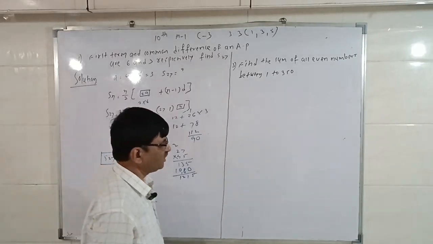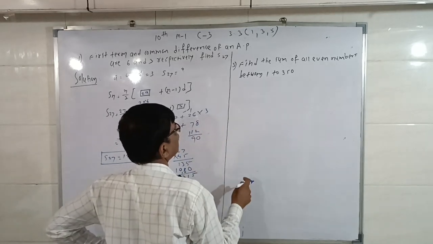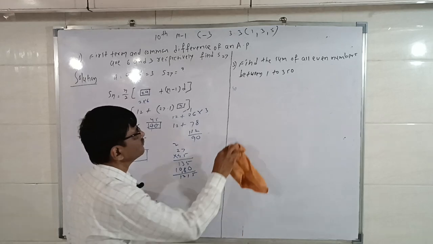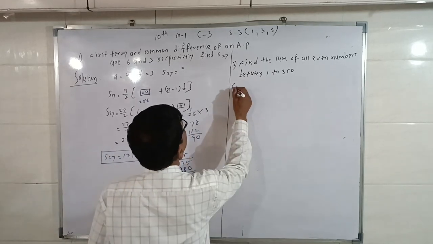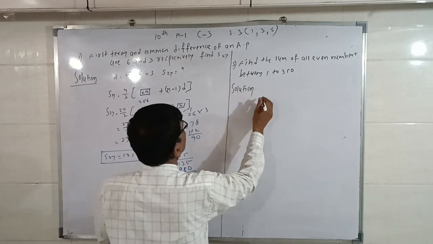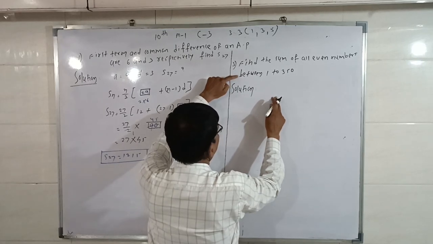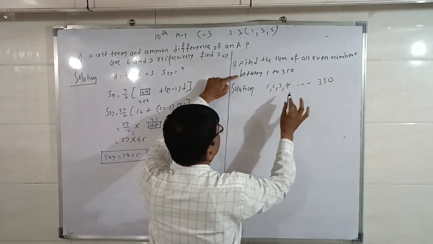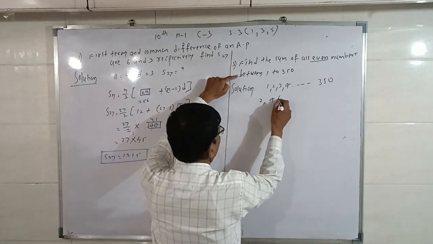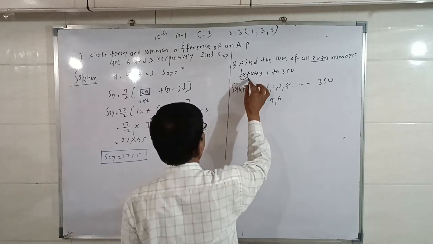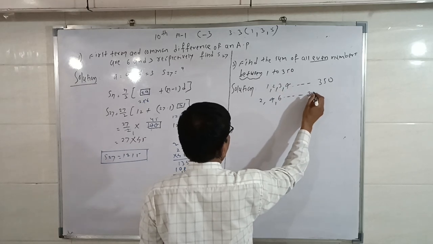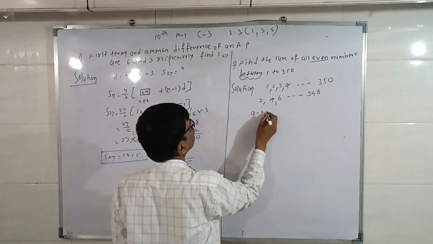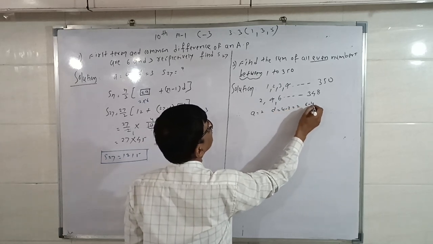Okay, now see the sum number 3 is also easy. Find the sum of all even numbers between 1 and 350. Solution. Dekho, find the sum of all even numbers between 1 and 350. Lekin, we want even number. So, even number kya aayega? 2, 4, 6. Barabar. Aur between bola hai. Matlab 350 nahi aayega. 348 aayega. Therefore, here a is equal to 2, d is equal to 4 minus 2, 2, 6 minus 4, 2.